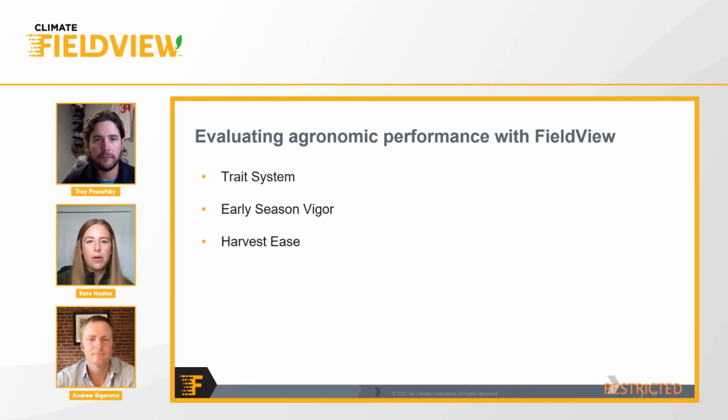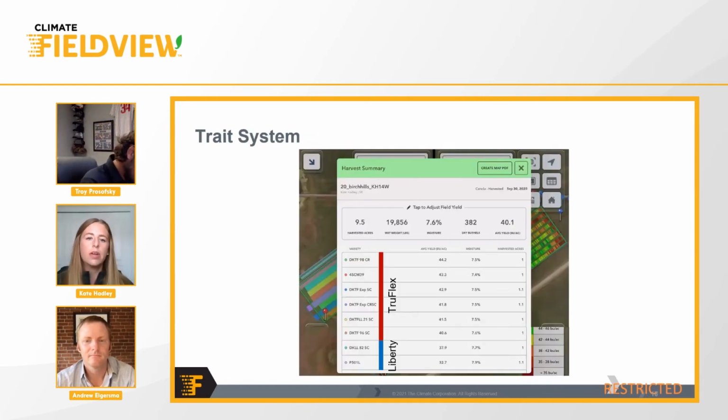So now that I've talked about yields, I'm going to move on to evaluating agronomic performance with the tools that FieldView has to offer. I'm going to talk about trait systems, early season vigor, and harvest ease, with a few examples I've seen over the last year or so with my FieldView experience. I'm going to start off with trait systems.